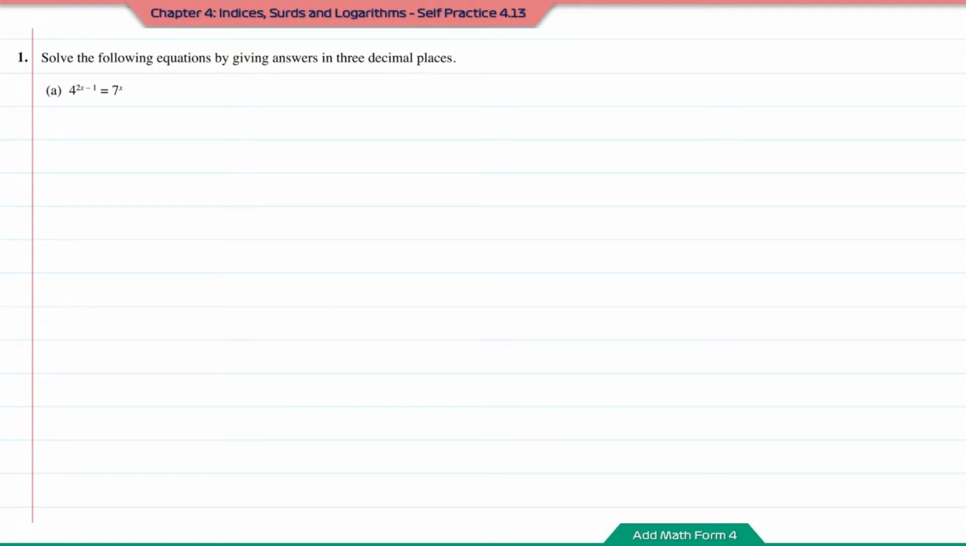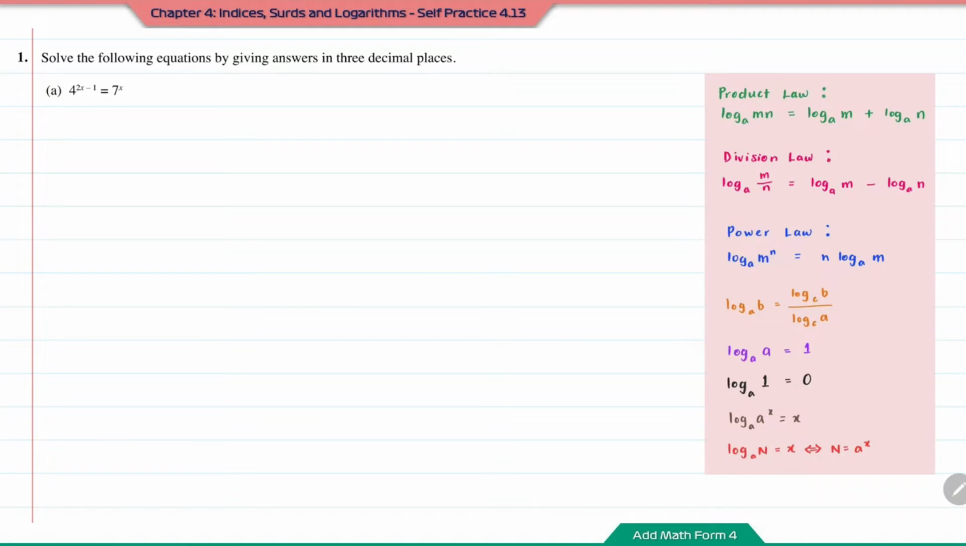So both sides here are written in index form. If you are able to change the base on both sides to the same base, then you can just compare the power. But here, 4 and 7, you just weren't able to do so. So here we're going to use the help of logarithms. Always refer to the law here to help you to solve these questions.